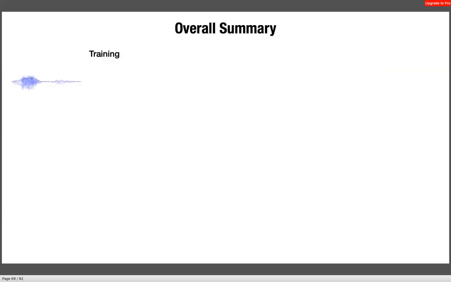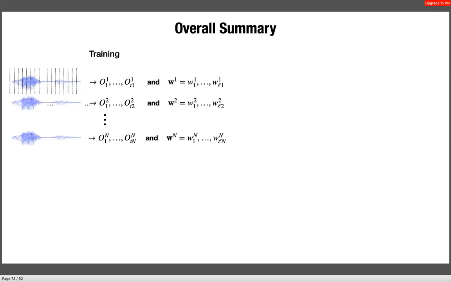Okay, so now let's give a bird's eye view of how all of this ties together, all the HMM algorithms that we covered in the last module and this module. So during training, you start with the speech signal and discretize it. Now you have a sequence of acoustic feature vectors denoted by o_1 to o_T1, where T1 is the length of the sequence, and the superscript denotes that this is the first observation sequence. And you have a corresponding word sequence denoted by w_1 to w_L1. Similarly, you have n different observation sequences and corresponding word sequences. So this is your training data set.